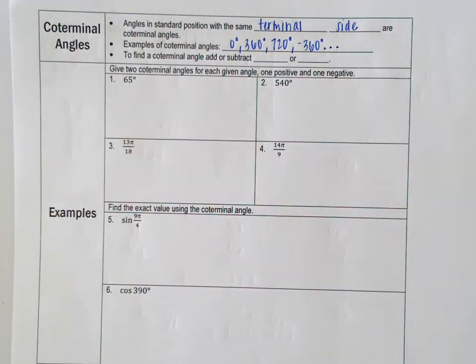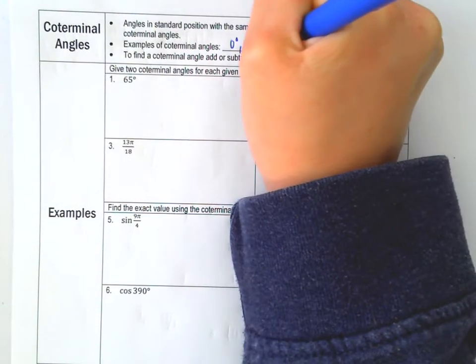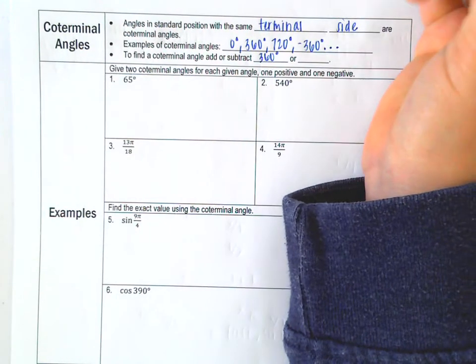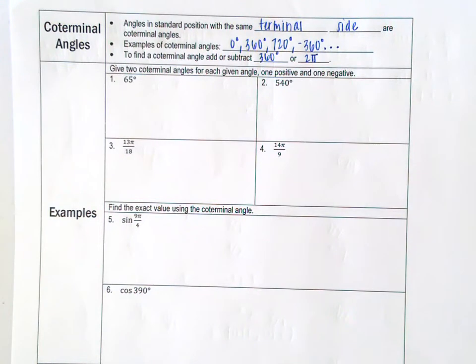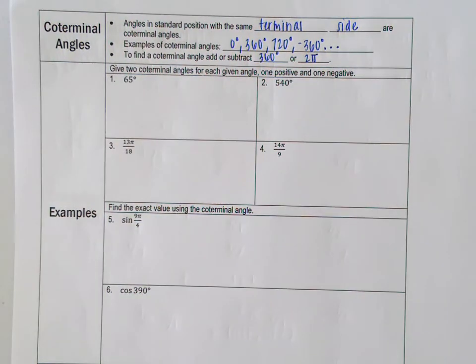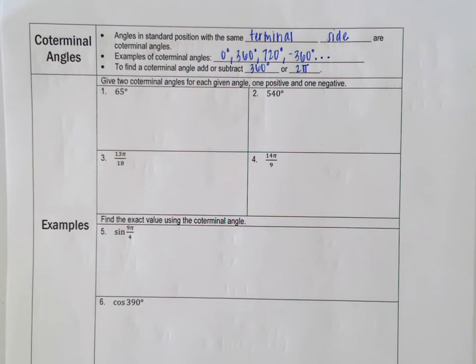So to find a coterminal angle, add or subtract either 360 degrees, or if we're dealing with radians, 2 pi radians. For number 1 through 4, it's asking us to give 2 coterminal angles for each given angle, 1 positive and 1 negative. So all we do is find a coterminal angle of 65.